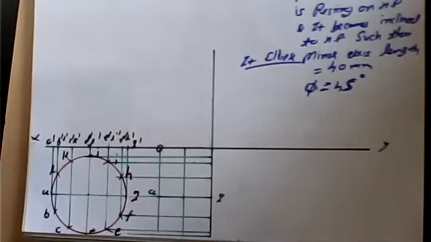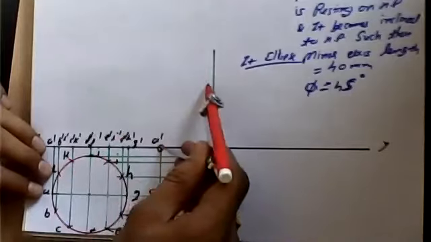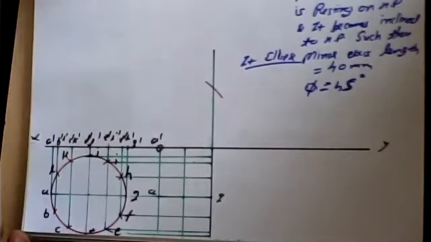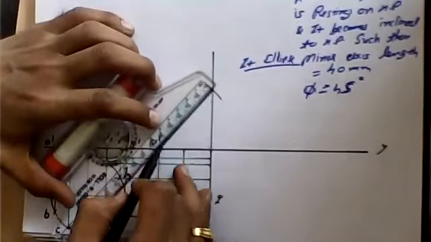I will be considering this point as A dash and I'll be drafting an arc from here, from A dash, up to the line of G, which is extended, and I'll be connecting that one. I connect this arc.